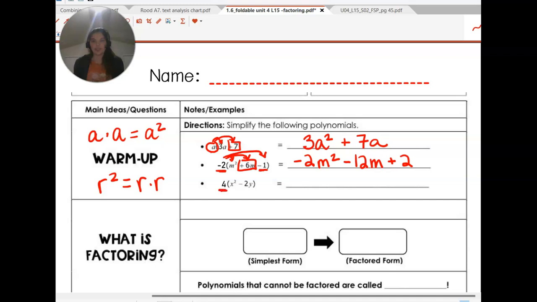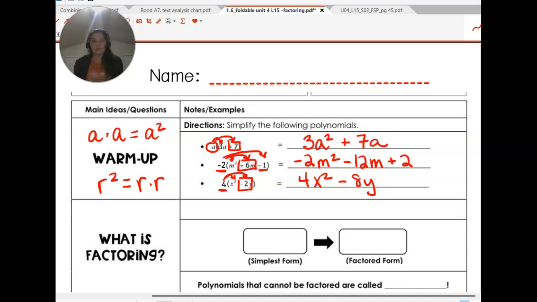All right, here we have positive 4 distributing to each term in the parentheses. And the second term here is negative 2y. So we take 4 times x squared, 1x squared. So that's 4x squared. And then 4 times negative 2y, that's negative 8y.